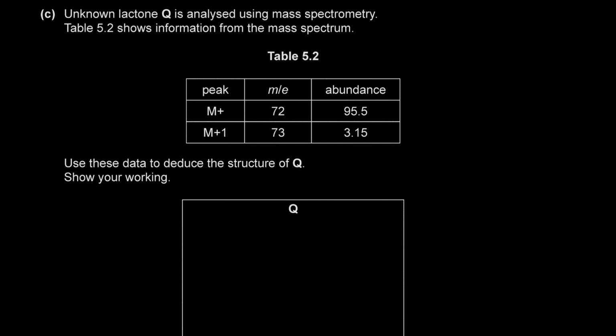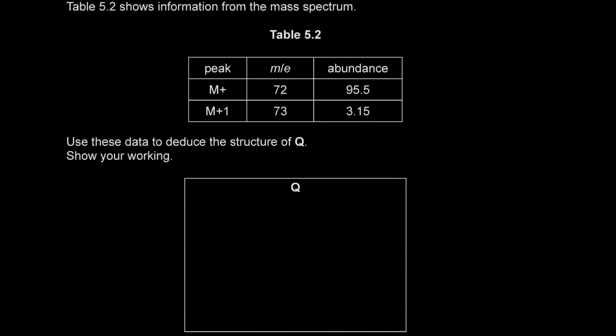Unknown lactone Q is analyzed using mass spectrometry. Table 5.2 shows information from the mass spectrum. Use these data to deduce the structure of compound Q. Show your working. So they've given us information about the M peak and the M plus 1 peak. We've been given the abundances for these two peaks. The M peak is because of the molecular ion with carbon 12s, and then the M plus 1 peak is when we have 1 carbon 13.